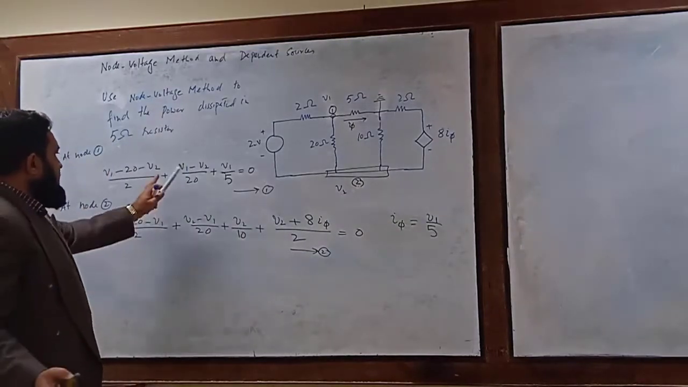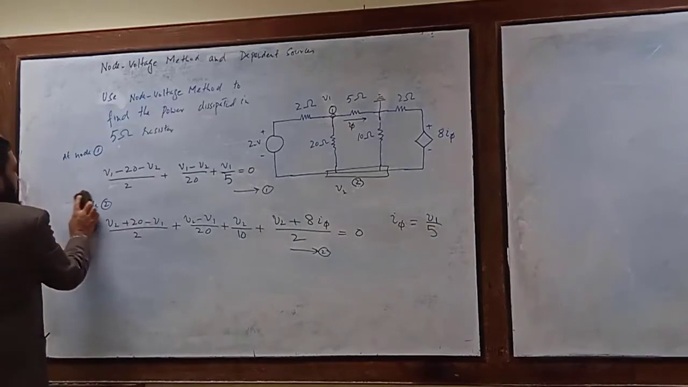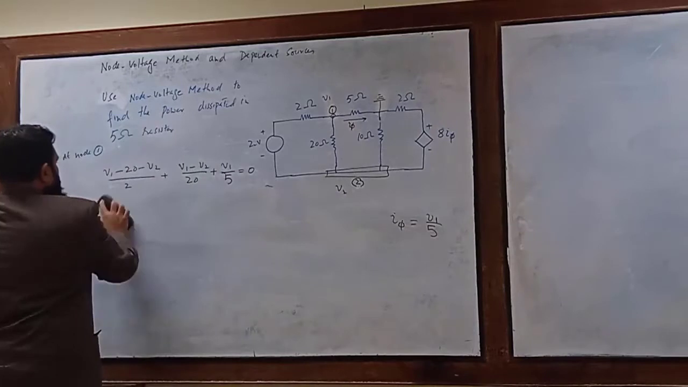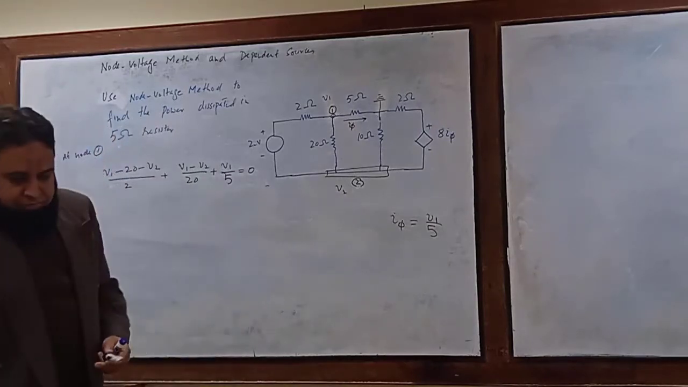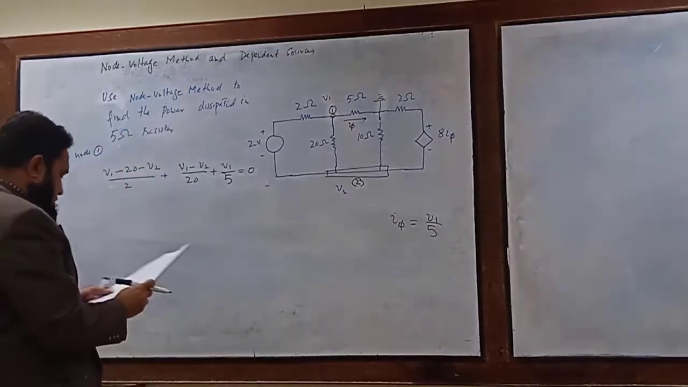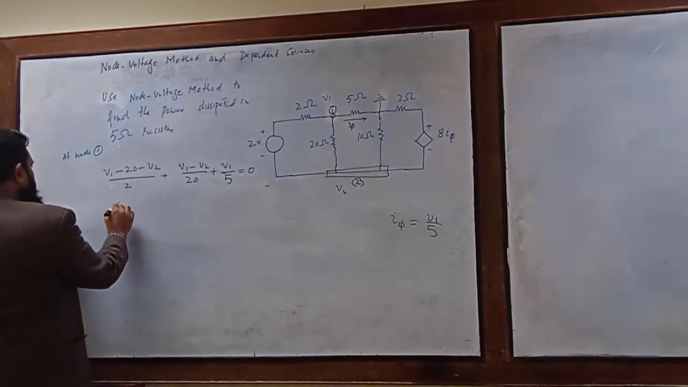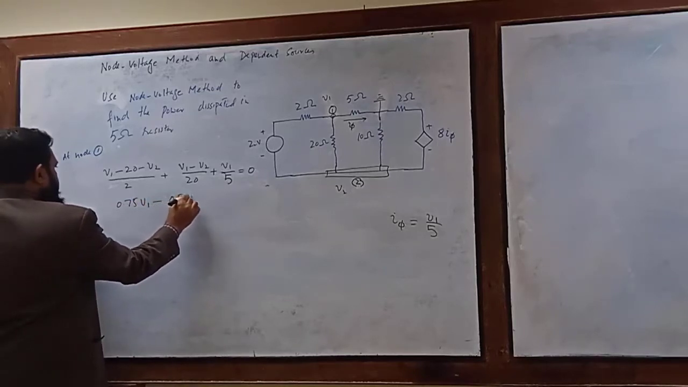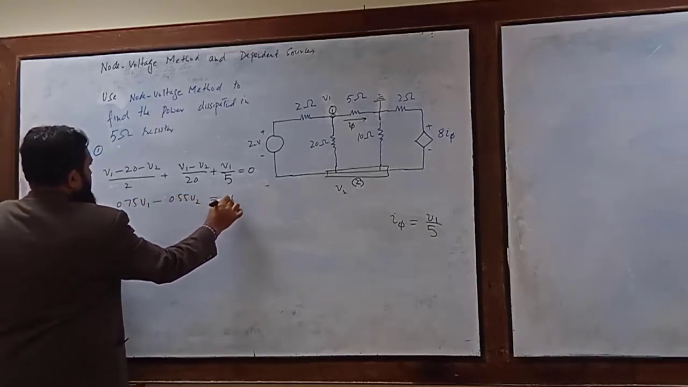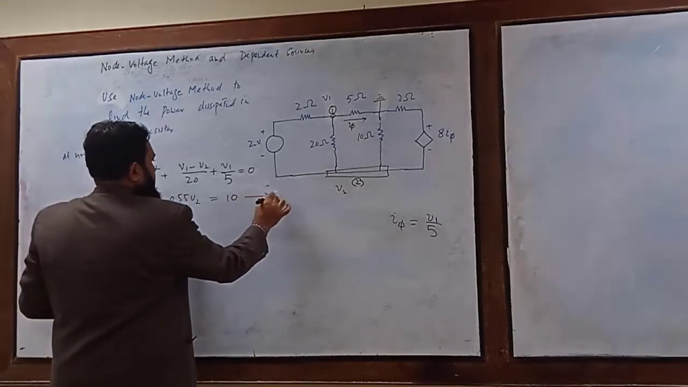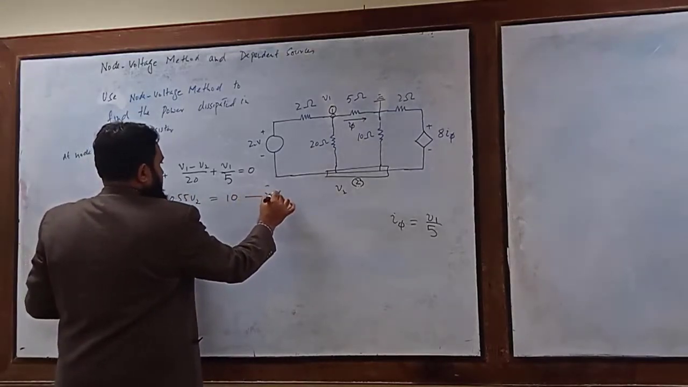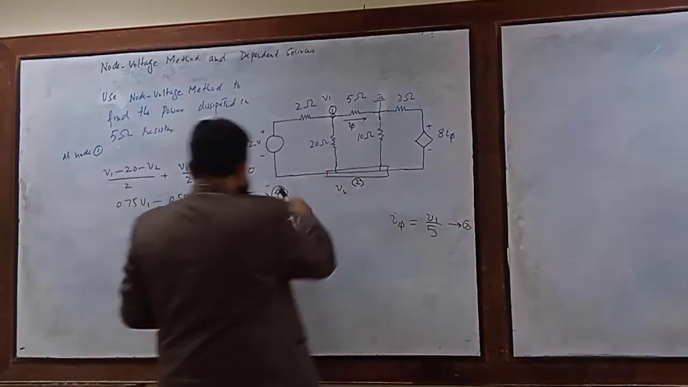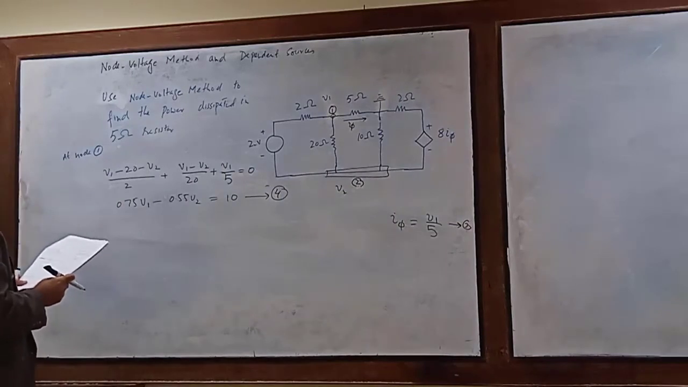So just considering the first equation, I first remove this one and play with the first equation for a little bit of time. Simplifying this, we have 0.75 V1 minus 0.55 V2 is equal to 10. I simply write this as equation number 4, because it is equation number 3, and the first ones are equation number 1 and equation number 2.